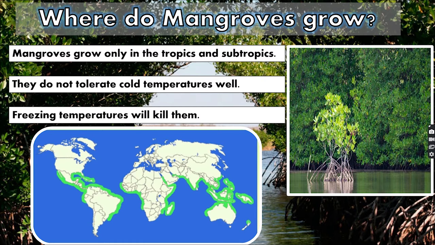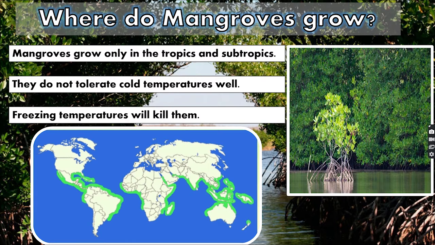They do not tolerate cold temperatures well. So this means that if there is cold temperature, mangroves cannot grow in such areas. Freezing temperature will kill them. If the temperature is quite low, then mangroves will start dying. So these are the conditions where mangroves cannot grow.